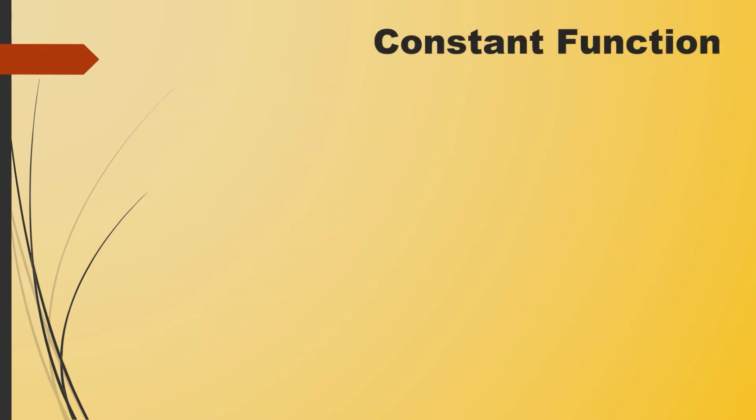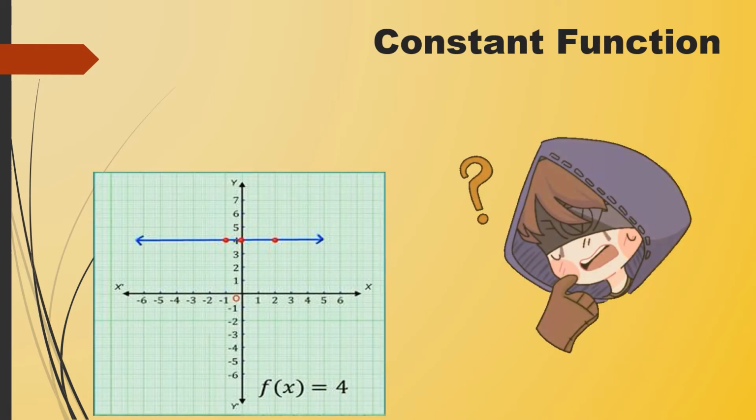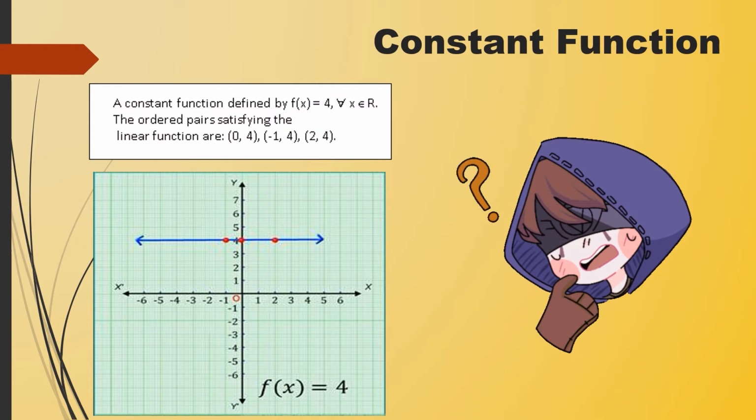Constant function. A function f is said to be a constant function if f(x) is equal to c, where c is a constant. If the range of a function is a singleton set, then it is known as a constant function. The graph of the constant function f(x) equal to 4, such that x belongs to the real numbers, is as shown. From the graph we can conclude that the graph of a constant function f(x) equal to c is always a straight line parallel to the x-axis.